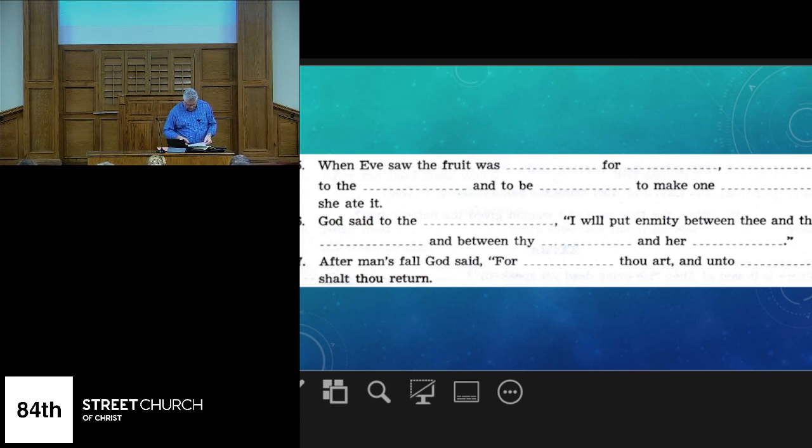Okay. We got the flashing light. I was worried that we wouldn't have enough material to cover. I should have known better. Okay. Let's move on.